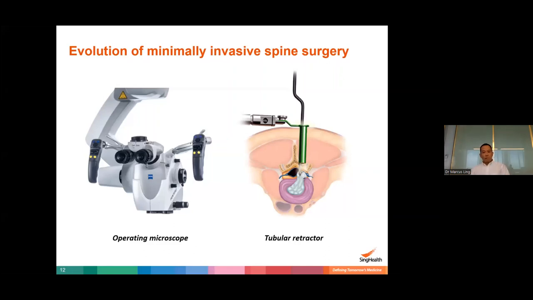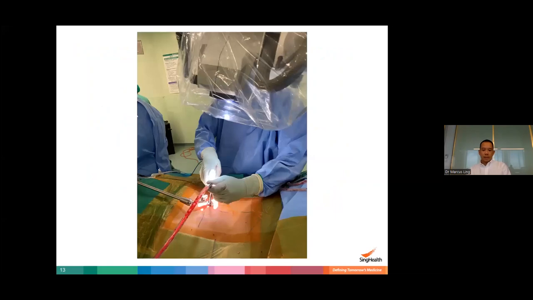The next milestone in minimally invasive surgery is the invention of the tubular retractor, as seen in the picture on the right. The great thing about this tubular retractor is that it allows us to go down to our tissue and our area of interest. It allows us to just tackle our area of interest without any collateral damage and injuring the neighboring soft tissue. So this is an intraoperative photograph of one of my colleagues who is doing minimally invasive spine surgery using a tubular retractor as well as a microscope. As you can see how small the tubular retractor is, and this will naturally translate to a very, very small surgical wound.